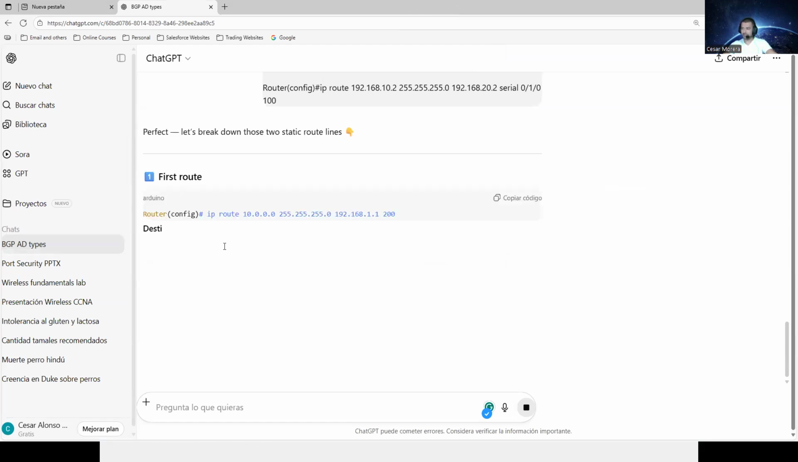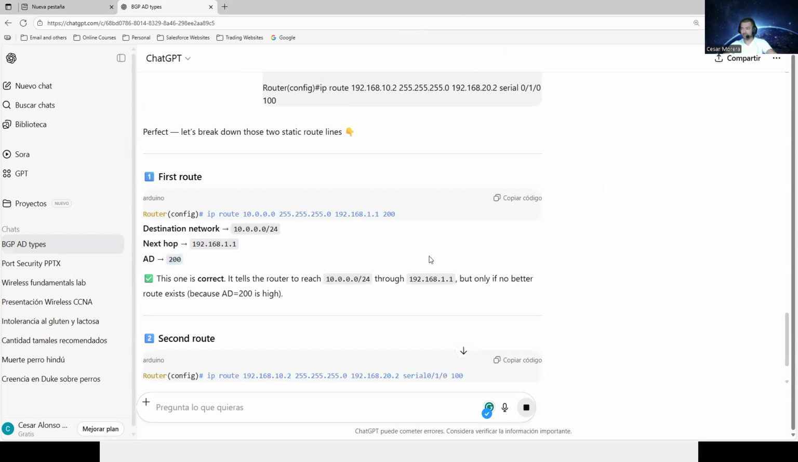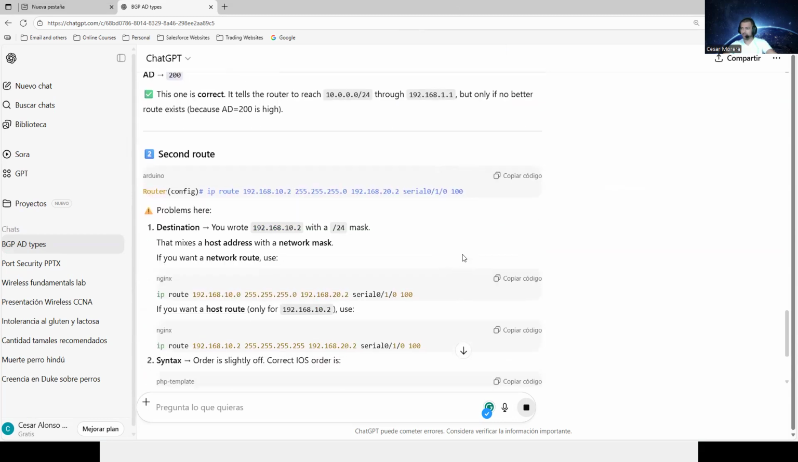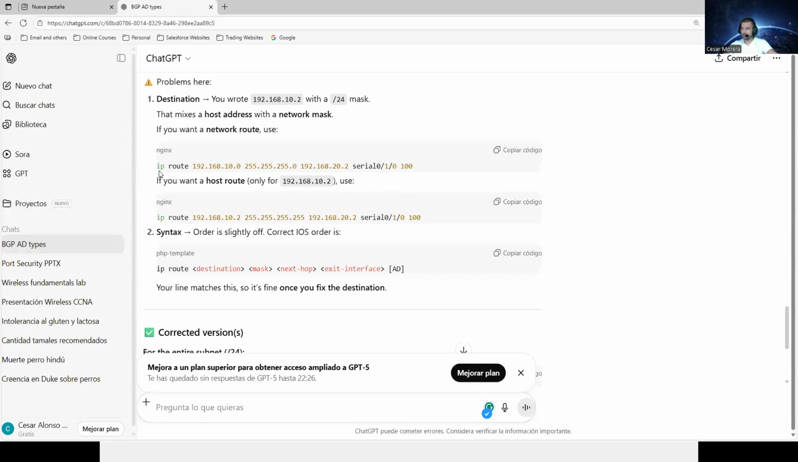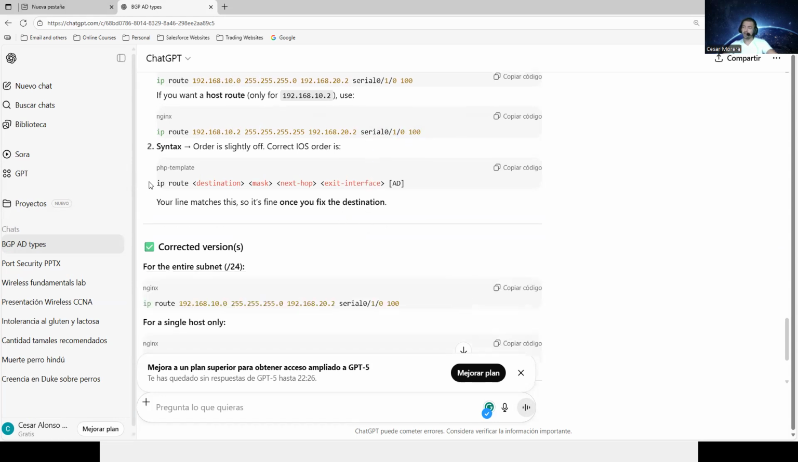This is basically the first one: destination, next hop, and administrative distance. That's the first example. And it was telling me there were some problems with the second one. Apparently it should be the network, so instead of a 2, it has to be the specific network, so it's 0. And then the administrative distance at the end after the serial interface. So it will be IP route, destination, mask, next hop, an exit interface, and administrative distance.